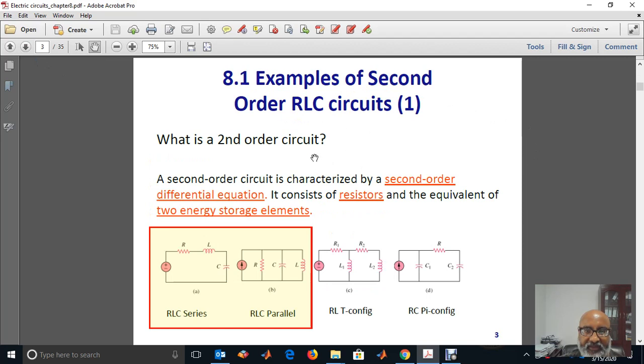To start with, what is a second order circuit? A second order circuit is characterized by a second order differential equation. It consists of resistors and the equivalent of two energy storage elements, inductor and capacitor. Here, for example, we have a source, a second order circuit where we have a resistor, inductor, and capacitor, a series RLC circuit, and here a parallel RLC circuit, resistor, capacitor, and inductor.